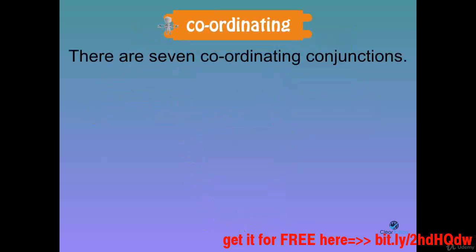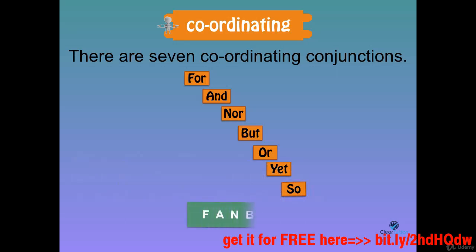There are 7 coordinating conjunctions: for, and, nor, but, or, yet, and so. The first letters spell fanboys, which is a handy mnemonic for remembering them all.